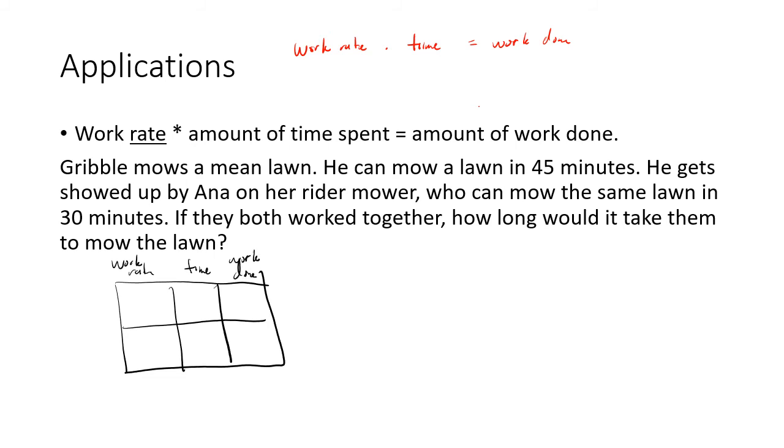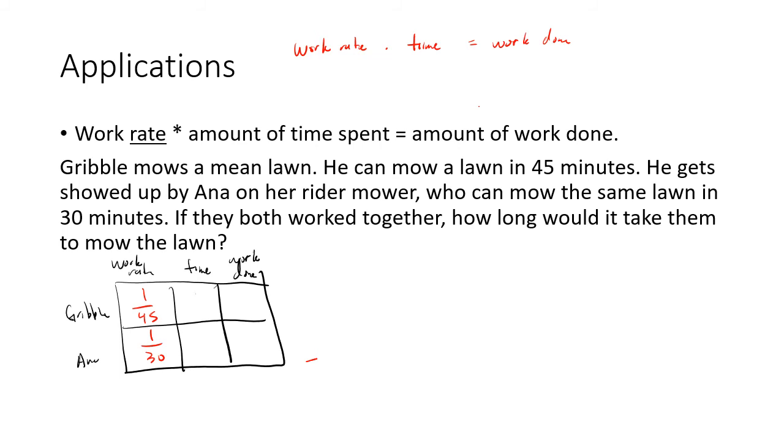Okay, so Gribble and Anna. All right, now let's fill this out. What's my work rate? If I can mow the entire lawn in 45 minutes, 1/45 I can do per minute. Anna's, on the other hand, is 1/30. We do 1/30 of the lawn in a minute.